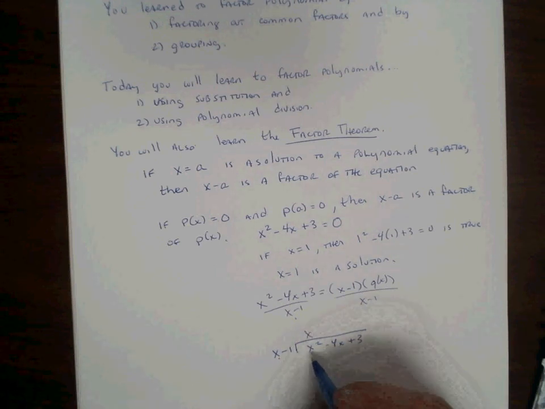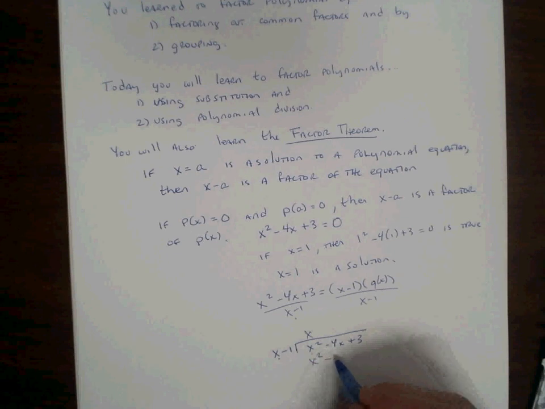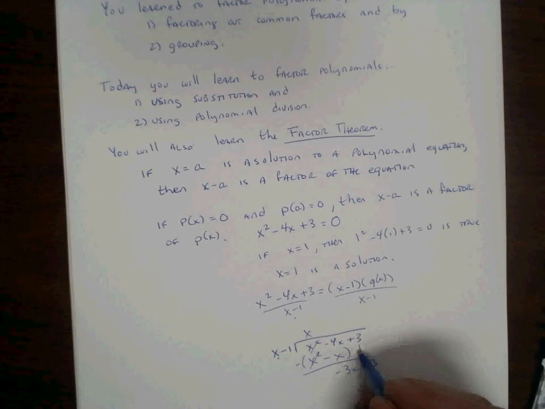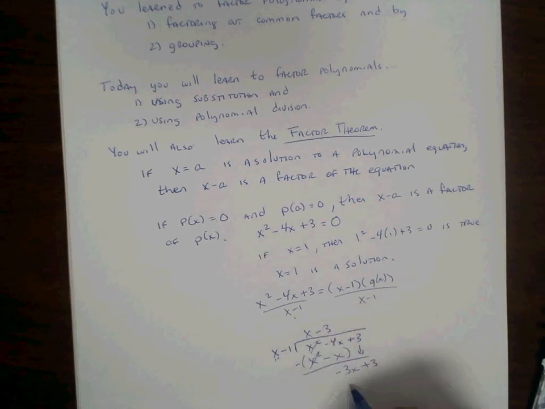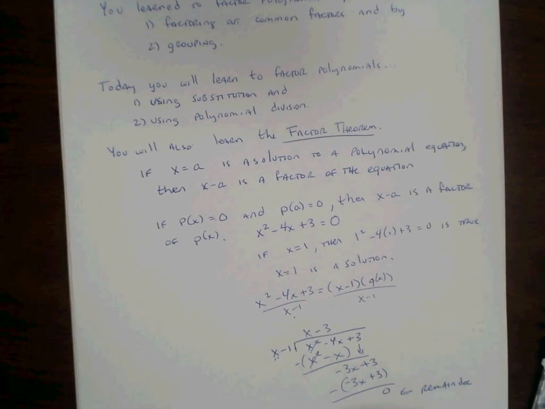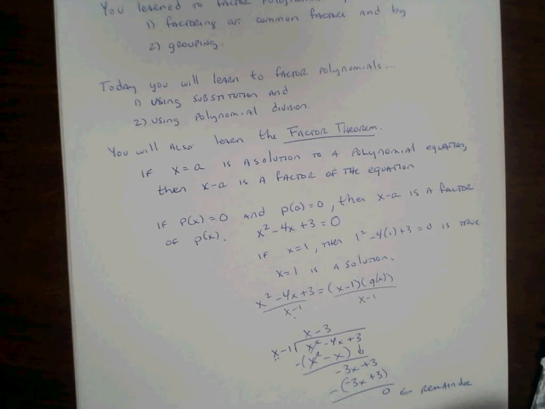X times x makes x squared, so I'll multiply the x on the outside and get x squared minus x. I'll subtract that. The x squareds cancel. Negative 4x minus negative x makes negative 3x. Bring down the plus 3. Ask myself what times x makes negative 3x. That's negative 3. And negative 3 times x, and negative 3 times negative 1. And when I subtract, I get 0. The remainder 0 verifies that x minus 1 was a factor. And it allows me to write x squared minus 4x plus 3 as x minus 1 times x plus 3. Sorry, x minus 3.